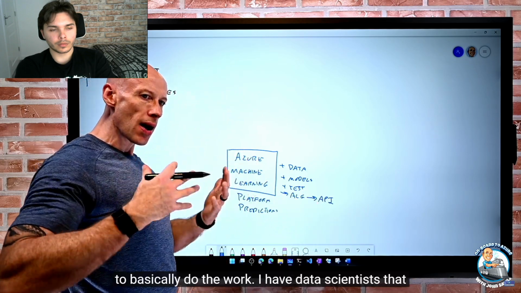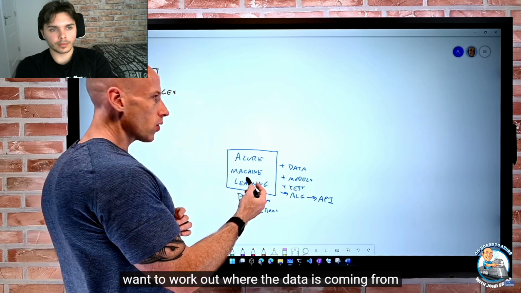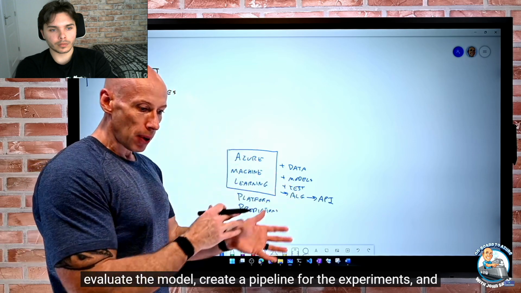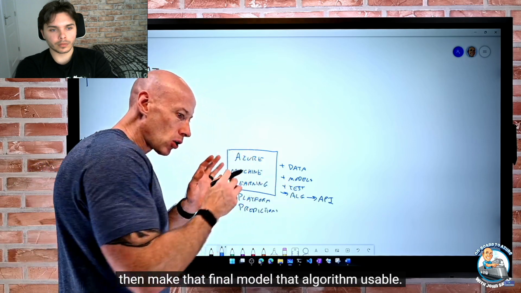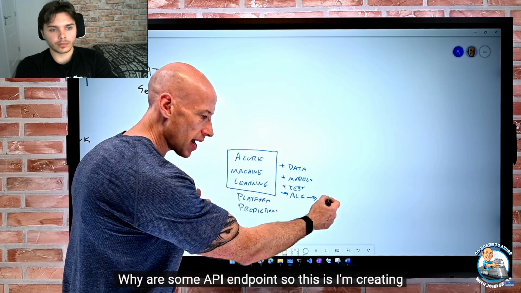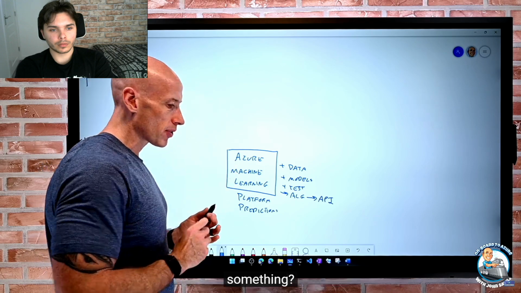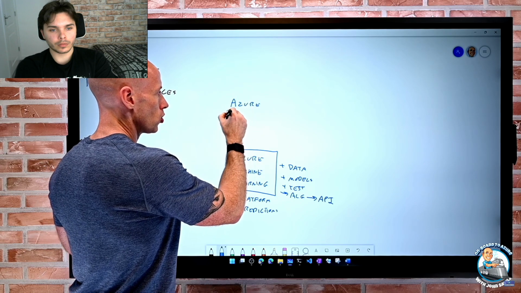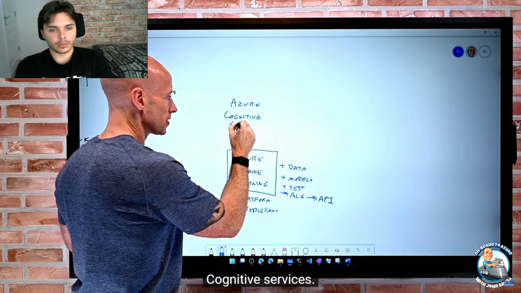So Azure Machine Learning is where I want to basically do the work. I have data scientists that want to work out where the data's coming from, create the various models. I want to train the model, evaluate the model, create a pipeline for the experiments, and then make that final model, that algorithm, usable via some API endpoint. So this is I'm creating something. What about if I don't want to do that? The next thing we have is Azure Cognitive Services.